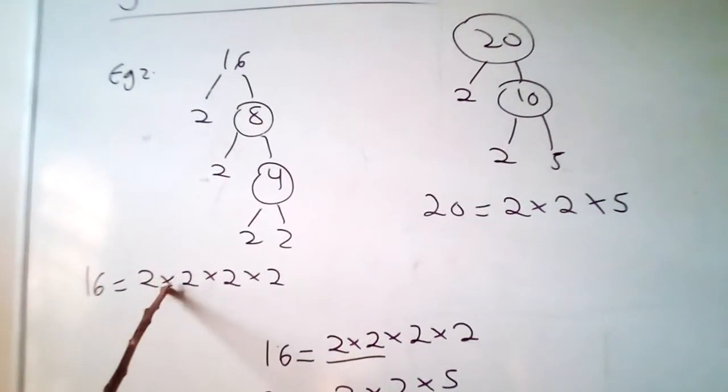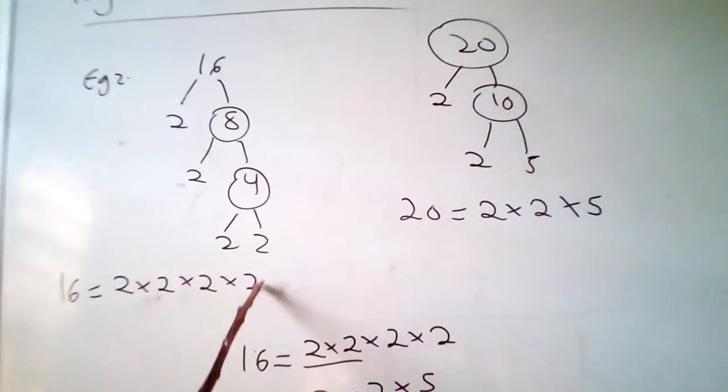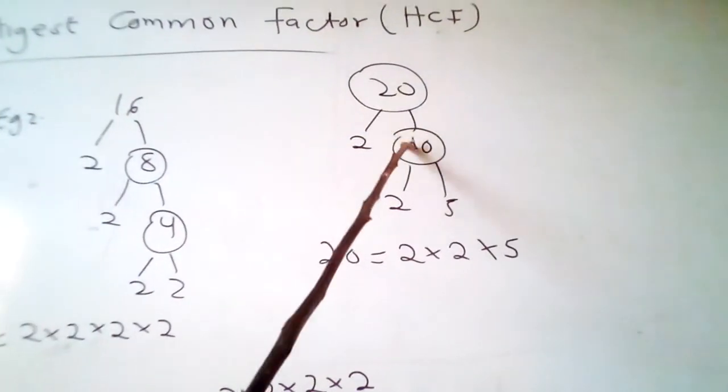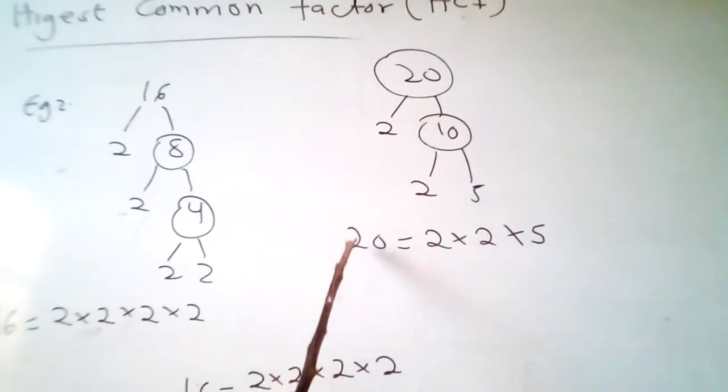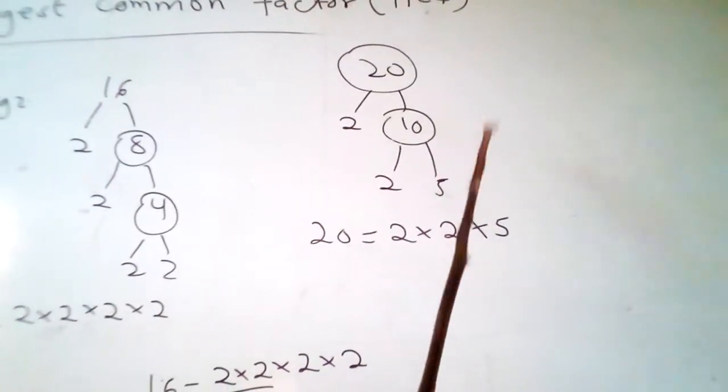So for 16 we have 2 times 2 times 2 times 2. And then 2 can go into 20 how many times? 10. And then we know that 2 can go into 10 how many times? 5. So for 20 we have 2 times 2 times 5.